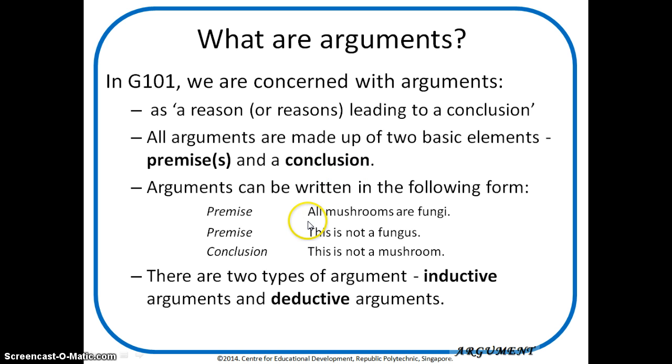So the example is this. Suppose there's this premise or a statement saying that all mushrooms are fungi, and the second statement or premise is saying that this is not a fungus. So what can you conclude? That means this thing is not a mushroom, because if this thing is a mushroom, it would have been a fungus. But the fact that this is not a fungus means that this thing cannot be a mushroom. So in this case, it shows that the conclusion is quite good. Now let's get on to the two types of argument here: inductive and deductive.